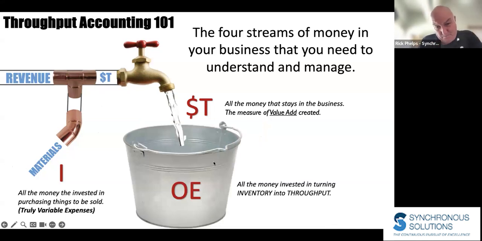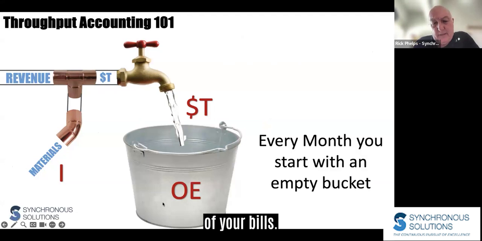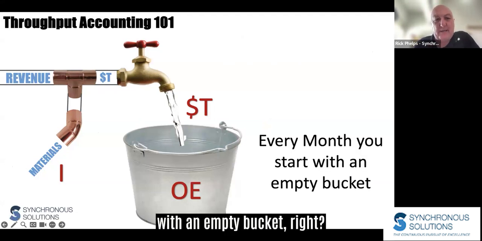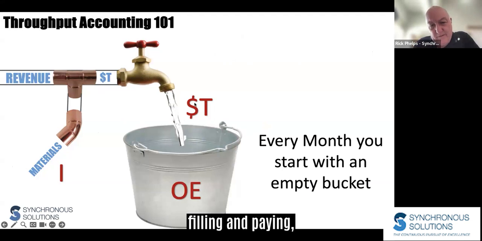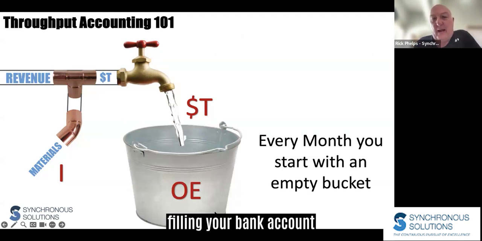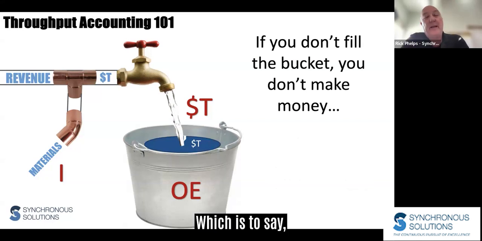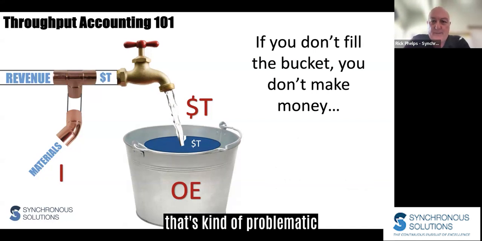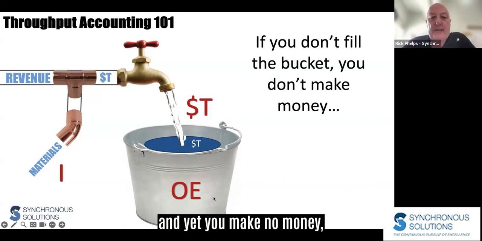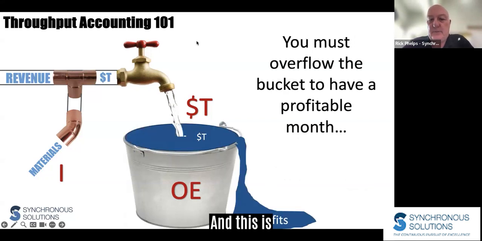And so T dollars have got to fill up this bucket of your bills. And every month you start with an empty bucket, right? So every month you start filling your bank account so you can pay all your bills, right? And if you don't fill the bucket, you don't make money, which is to say none of the jobs that month had a profit margin, right? And that's kind of problematic. If you think every job has a profit and yet you make no money, something doesn't add up. And this is what doesn't add up.